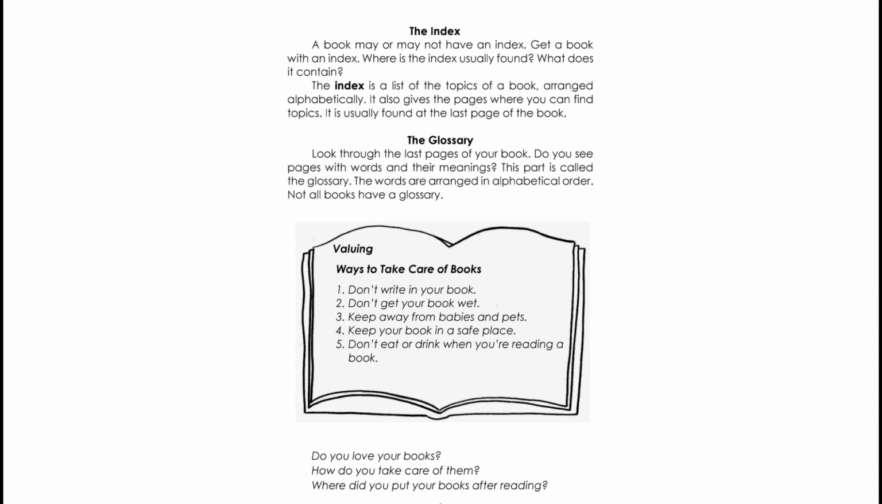Valuing. Ways to take care of books. Number 1, don't write in your book. Number 2, don't get your book wet. Number 3, keep away from babies and pets. Number 4, keep your book in a safe place. Number 5, don't eat or drink when you're reading a book. Do you love your books? How do you take care of them? Where did you put your books after reading?